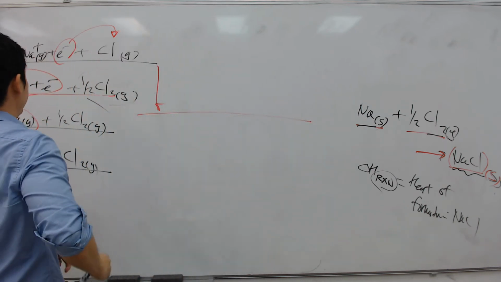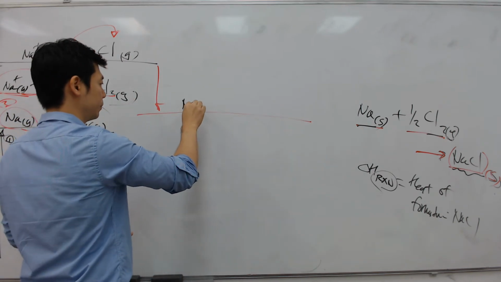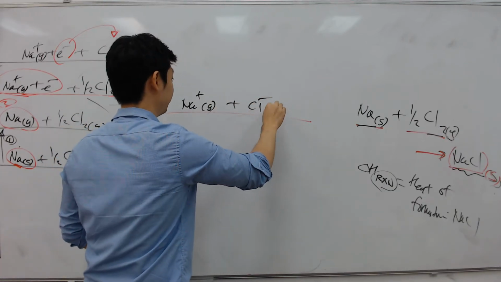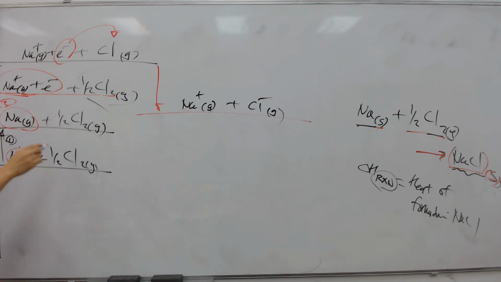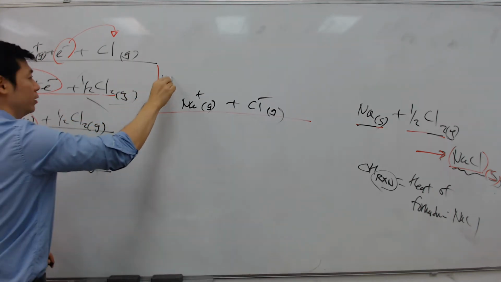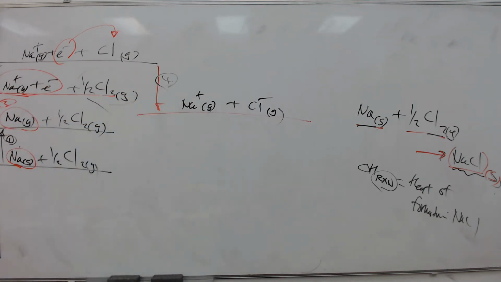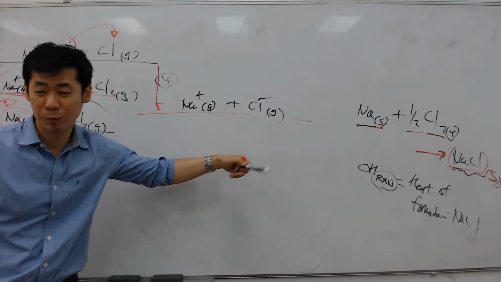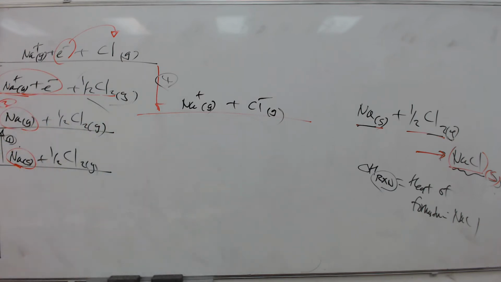And what you get here is Na plus gas plus Cl minus gas now. So what do we call this process? This is step 3, this is step 4 now. An element gains an electron and becomes Cl minus. What do we call that process? Electron affinity, okay?